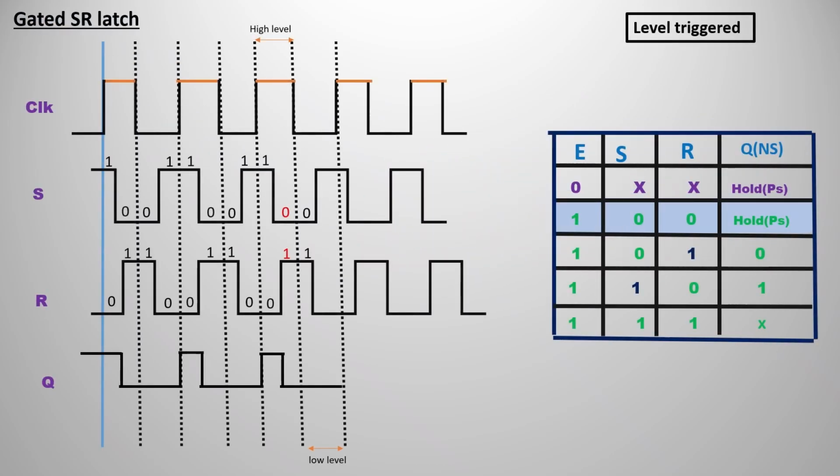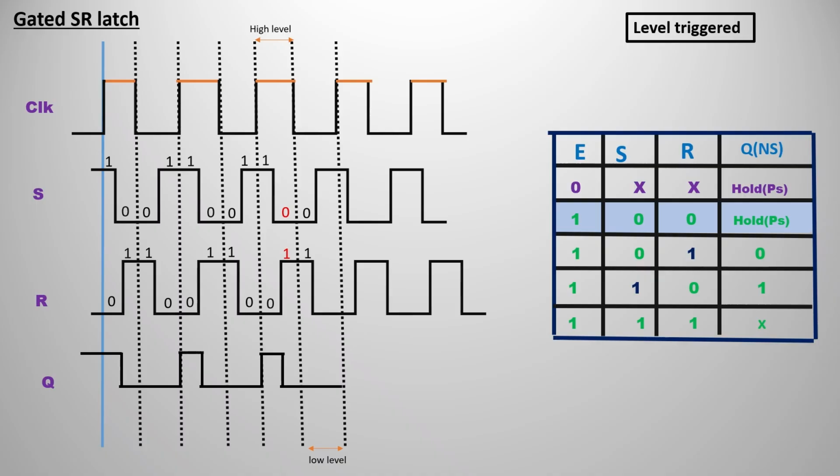So remember, I am saying once again, this is for the gated SR latch that we have already discussed in the previous video. If you observe clearly, this is level triggered. The dotted lines I have also represented according to each level. Remember carefully, the clock is very important here. And this is the truth table for the gated SR latch.